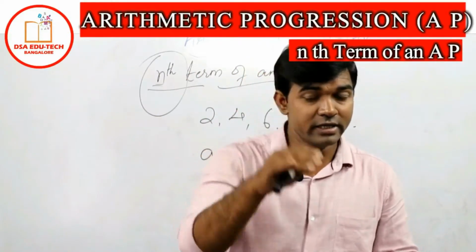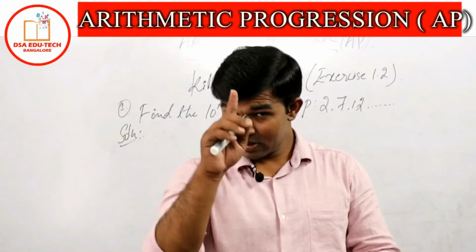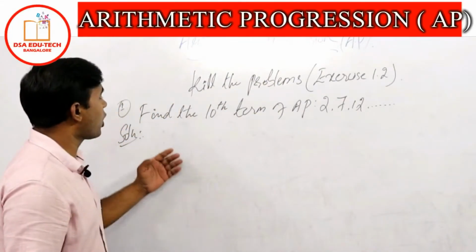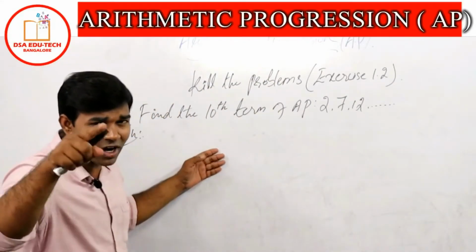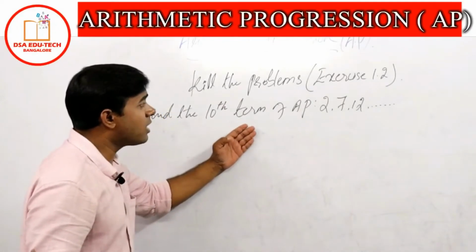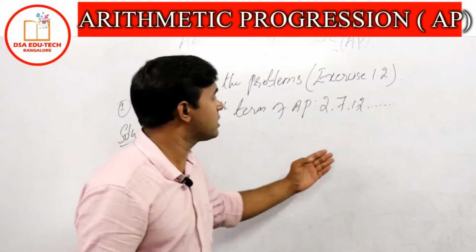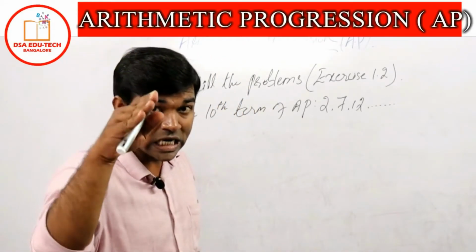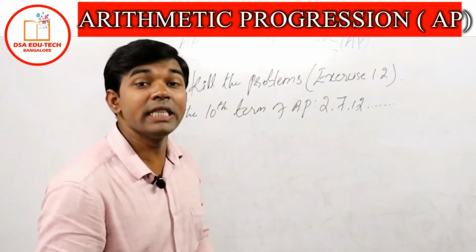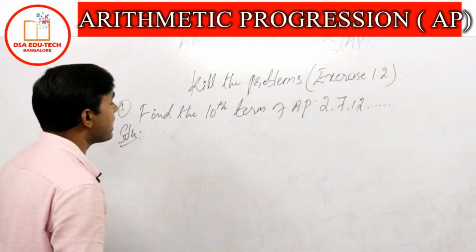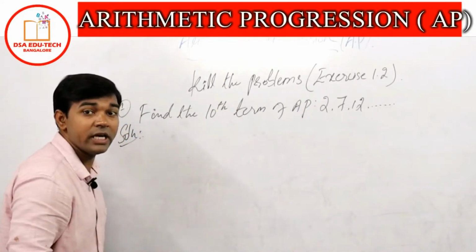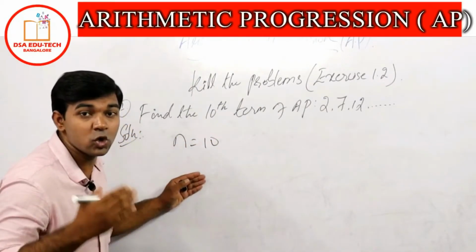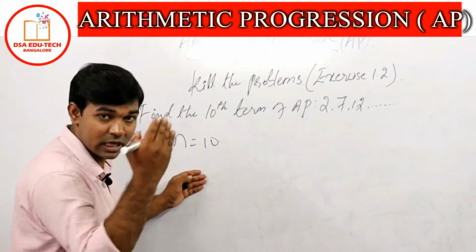Shall we take it? Yes. So now we have the power of the concept, so let me kill the problem. Here we have a problem. Find the 10th term of a given AP series, that is 2, 7, 12 and so on. So they are telling us to find the 10th term. When they tell you the 10th term, that means n = 10. Find the 10th term, n = 10.